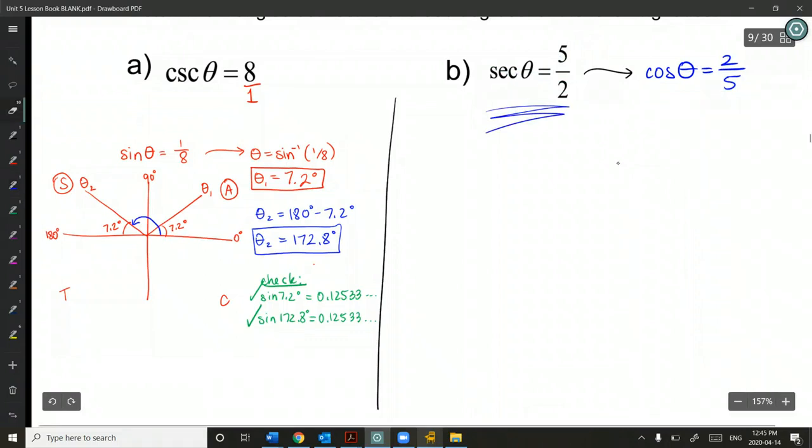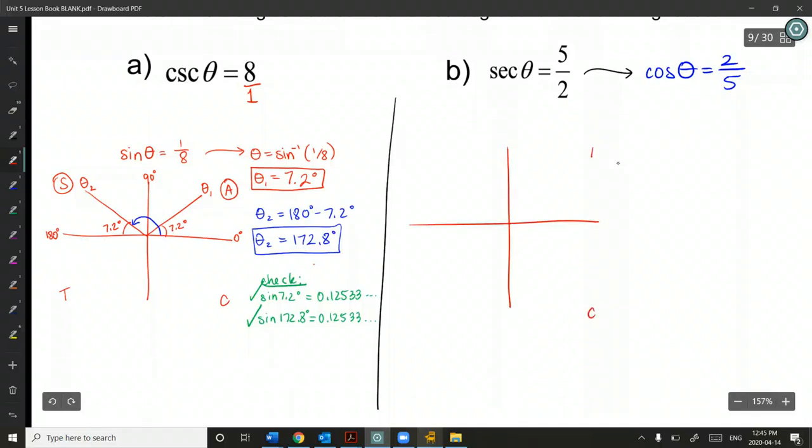Where is secant equal to 5/2? For what angles? Okay, so we're going to use the CAST rule again. And this is equal to a positive ratio. So the cosine of some angle, or maybe multiple angles between 0 and 360, will give me a positive ratio. So I want you to think about what quadrants cosine is positive in. Okay, use the CAST rule. See if you can circle them. Okay, if you said All and Cosine, you're correct.